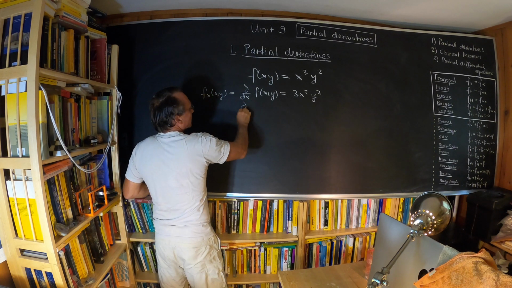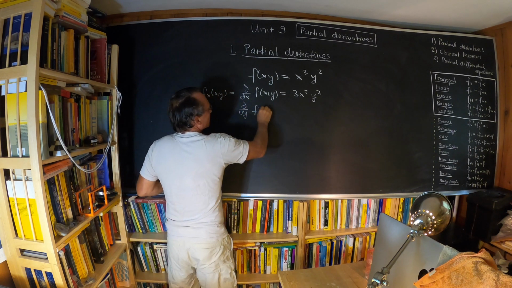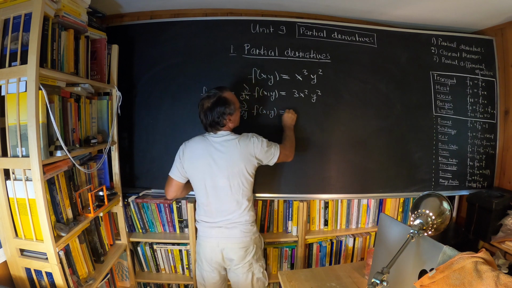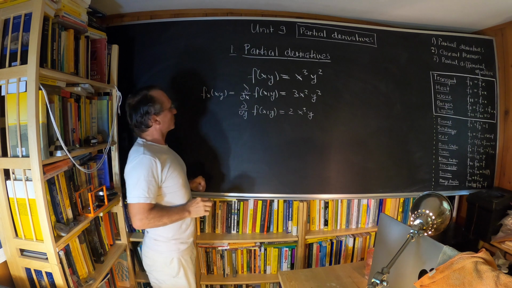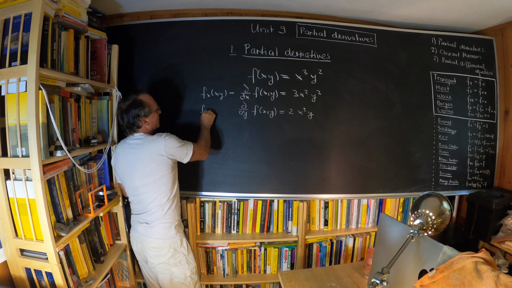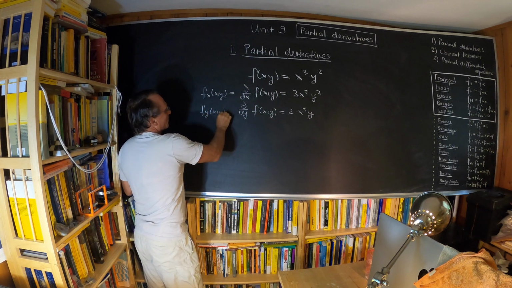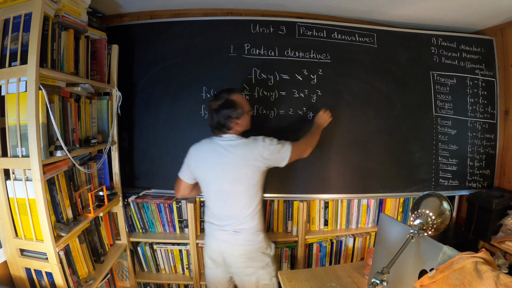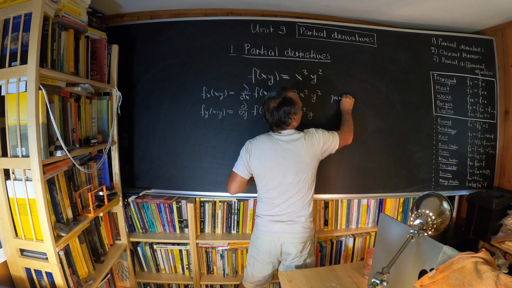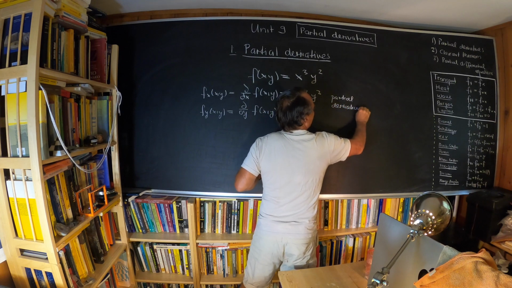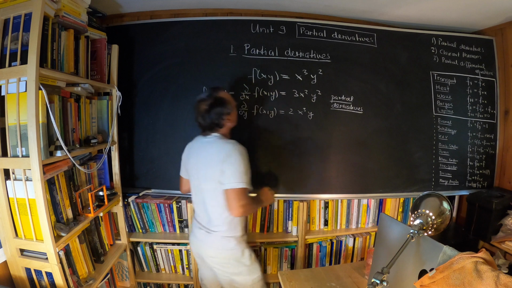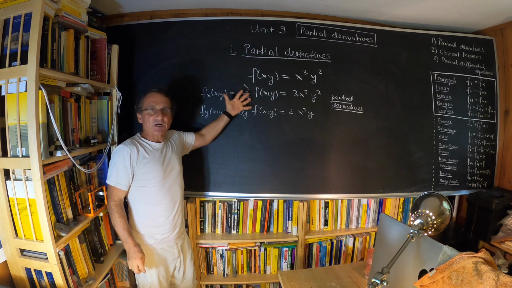And in the same way, we can define the partial derivative with respect to y. And this is then 2x cubed y. And we write also f_y(x,y). So these are called partial derivatives. Now we can differentiate more.